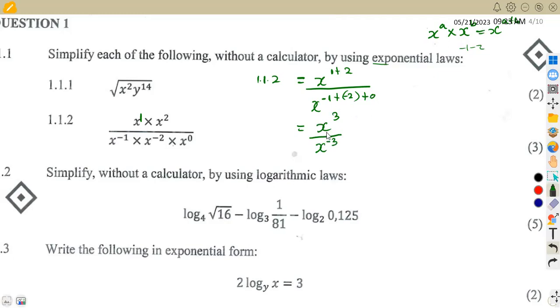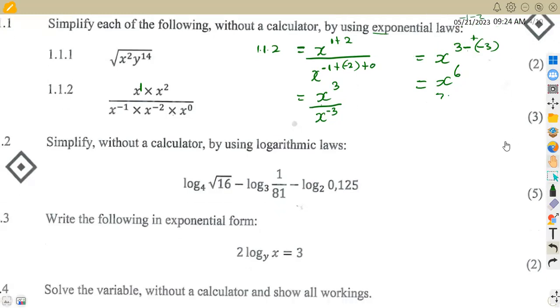So now we are left with a division. Remember that if you are dividing the bases which are the same, you subtract the exponents. So this is going to be x to the exponent of 3 minus -3. So we subtract the exponents in this case. A negative and a negative is a positive. So that is going to give us x to the exponent of 3 plus 3, which is 6 in this case. All right, so this is what we're going to remain with at the end.